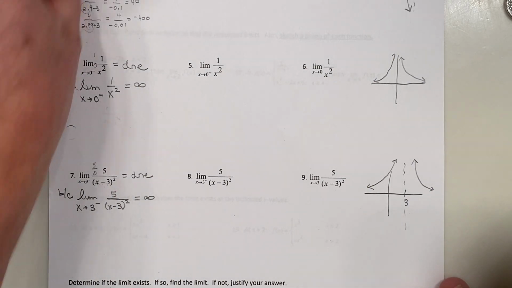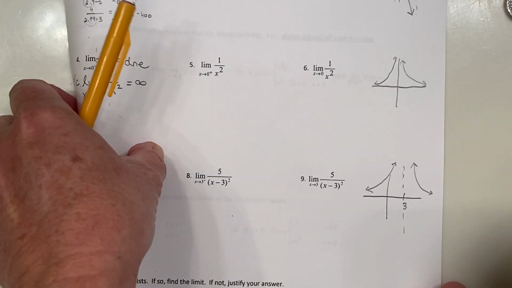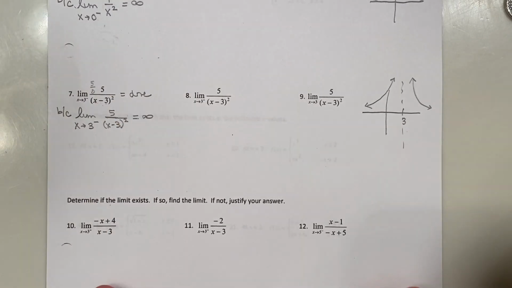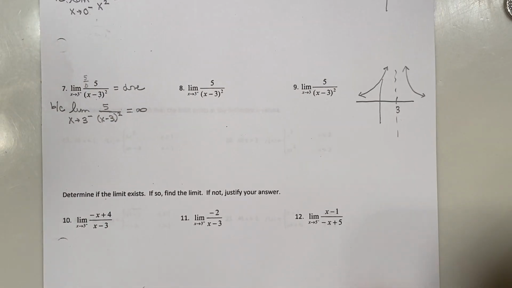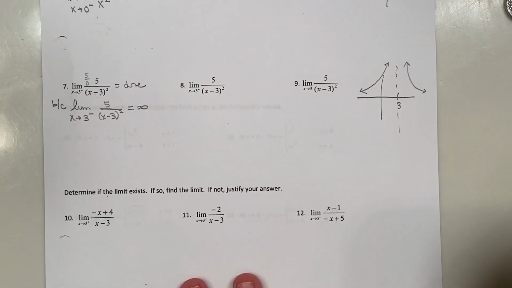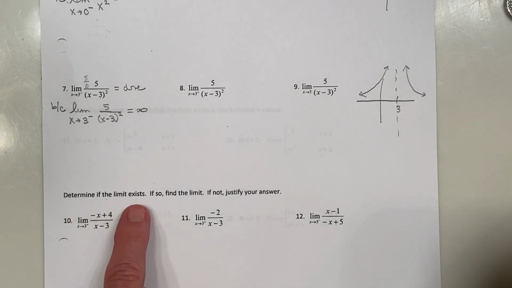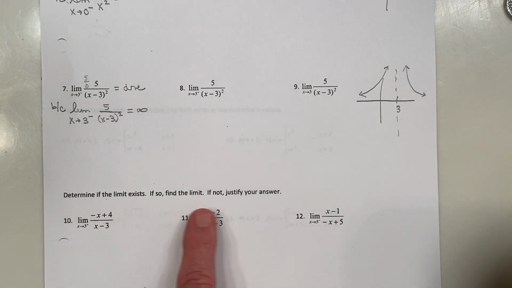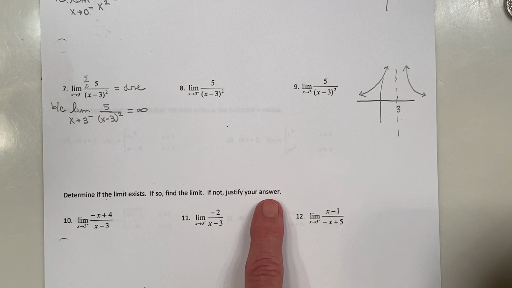All right, let's look down here. I want to do at least one of these down here at the bottom. So I'm going to do a few of each in each section. Determine if the limit exists. If so, find the limit. If not, justify your answer.